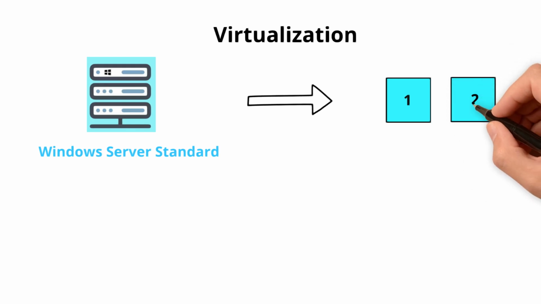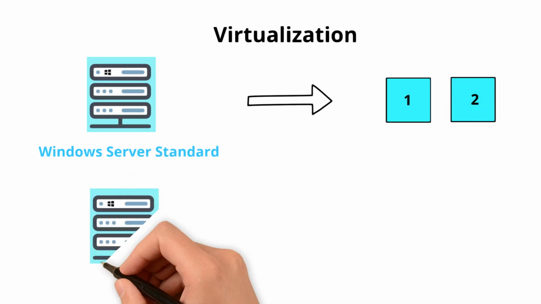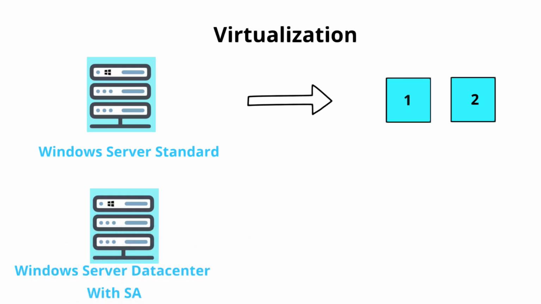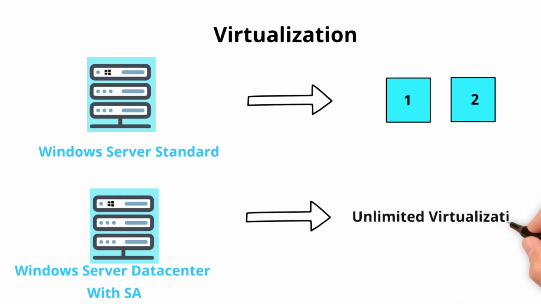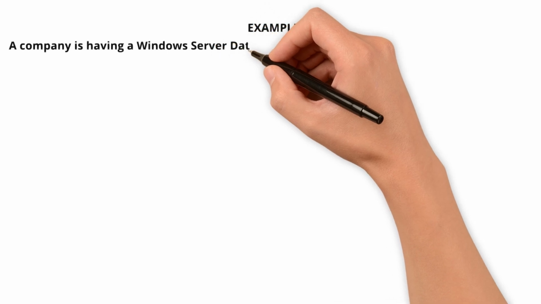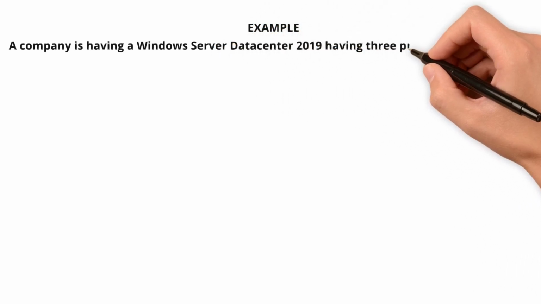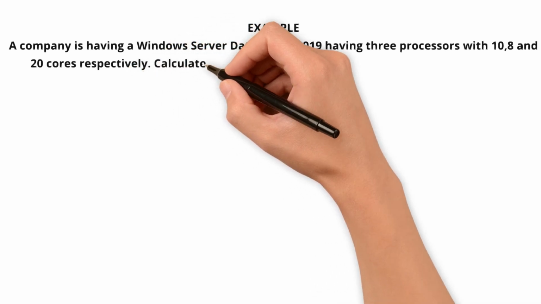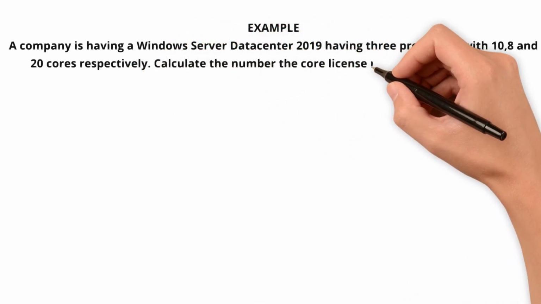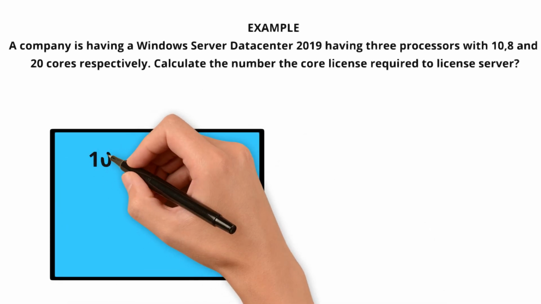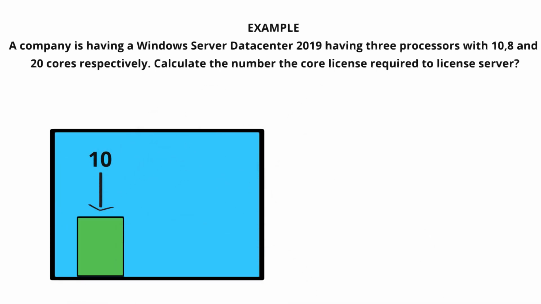Second is Windows Server Datacenter, which provides us unlimited virtualization rights. It's not limited to one, two, or three, or four. This is given that we have active Software Assurance, and we will be discussing Software Assurance in detail in the coming videos as well. Moving forward with the example, we have a Windows Server Datacenter 2019 having three processors with 10, 8, and 20 cores respectively, and we just need to calculate the licenses required to completely license the server.